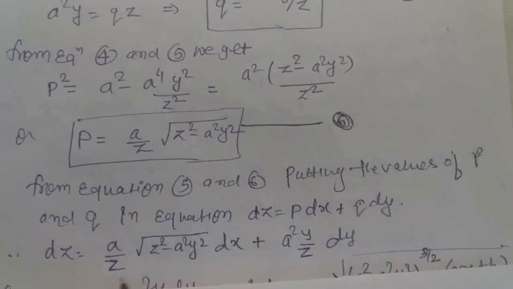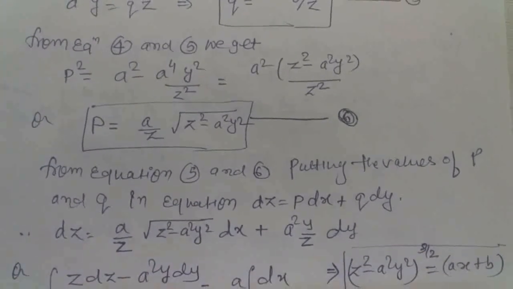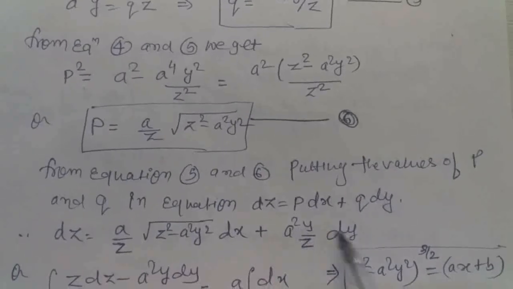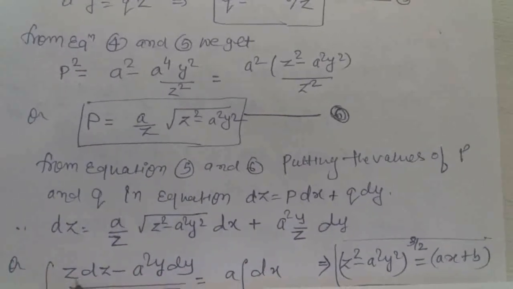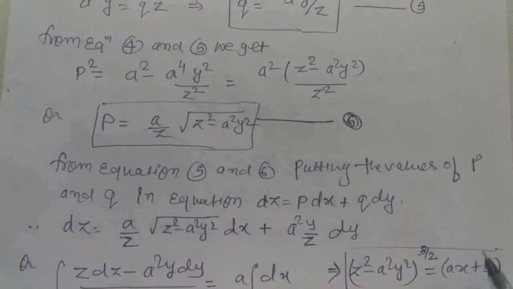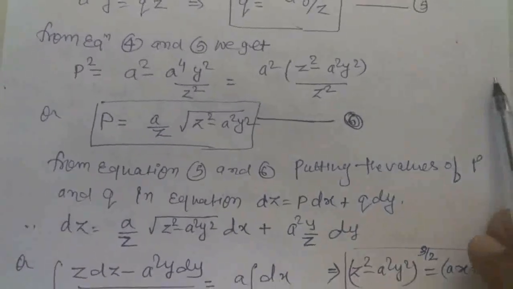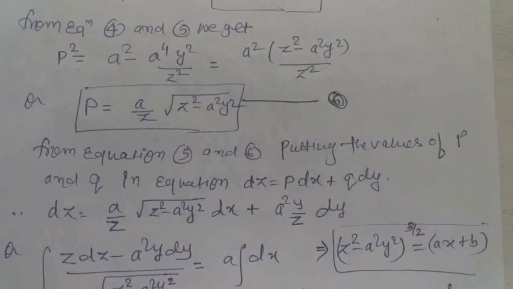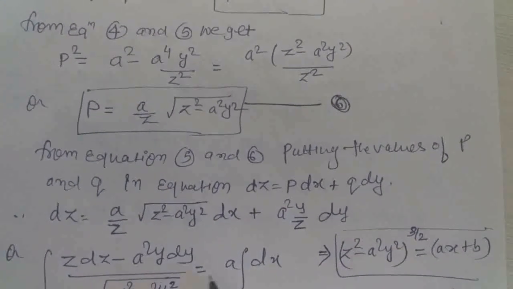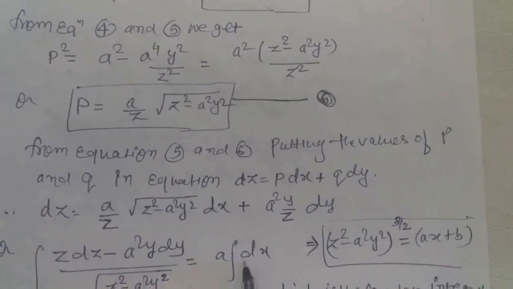So what we do, we multiply this whole expression by z and then we transfer this a square y dy into the left hand side, so we get z dz minus a square y dy. Now we divide the square root expression into the left hand side, we get square root of z square minus a square y equal to, here we get a dx. So the variables are separated.